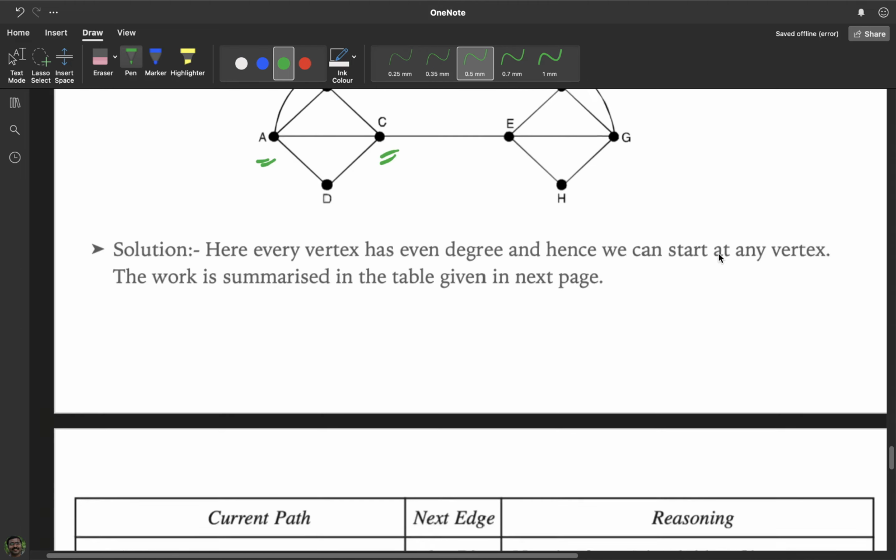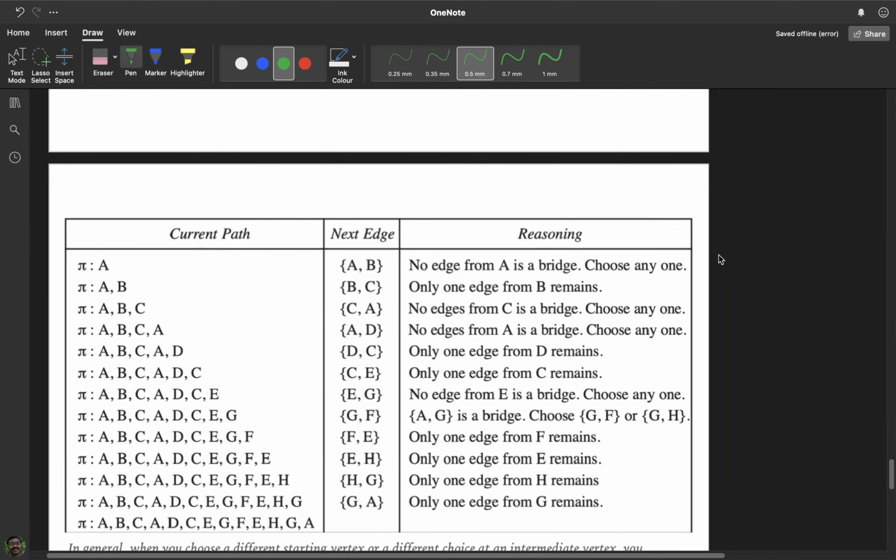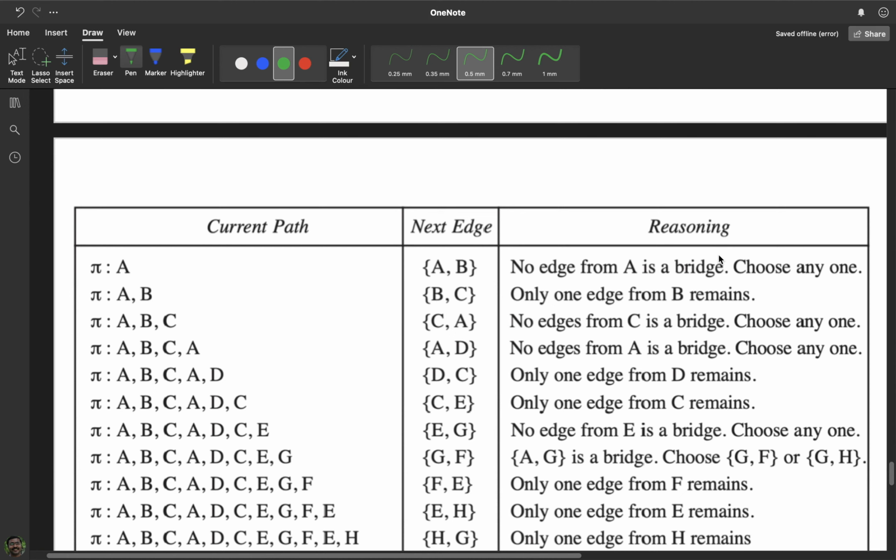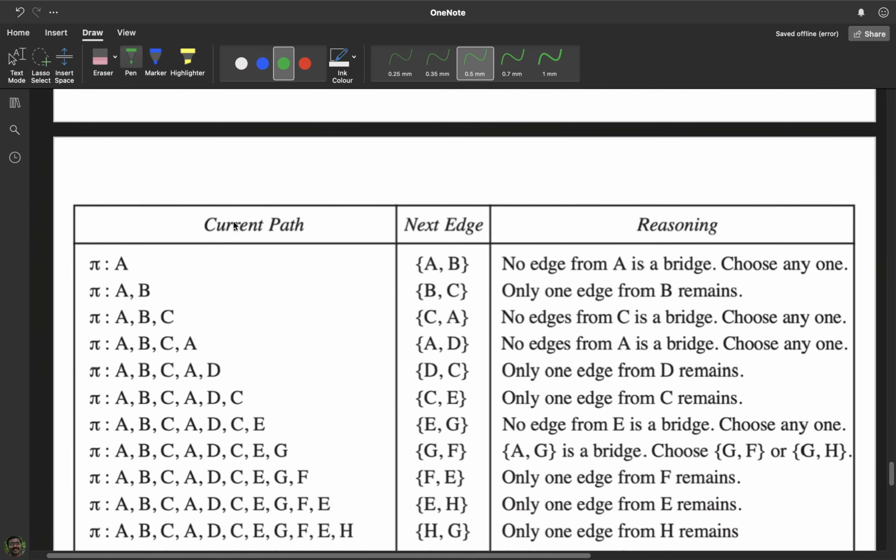So what you'll do is make a table like this. This table will have 3 columns; it's your choice. The first column will be my path, the status of my path. The second column will be the next edge which I am going to choose, and the third will be any remarks or reasoning. In the first column, I'm denoting my path by the symbol pi.